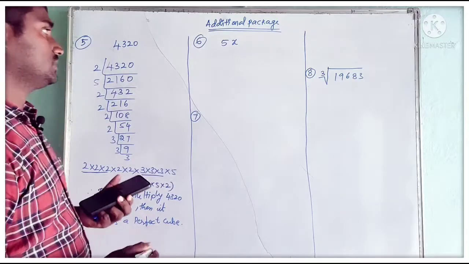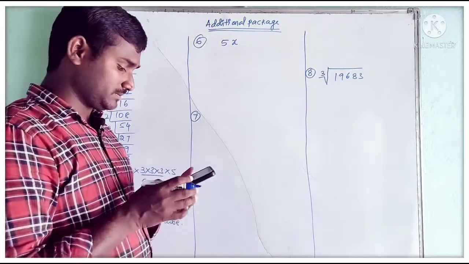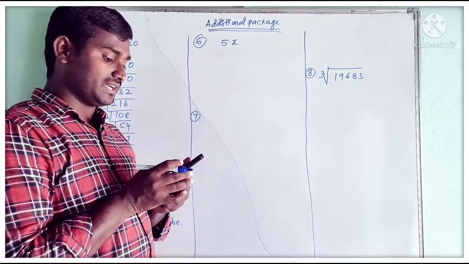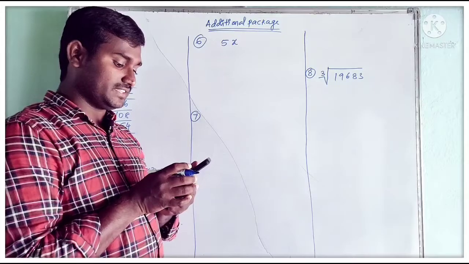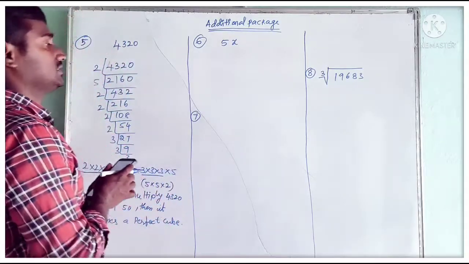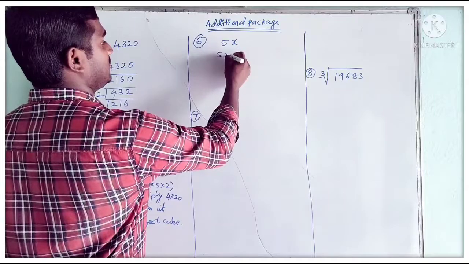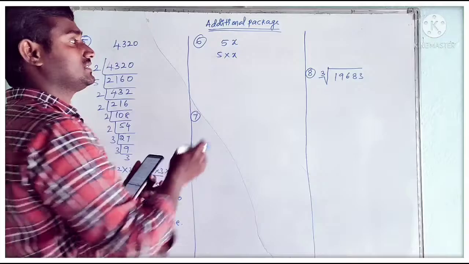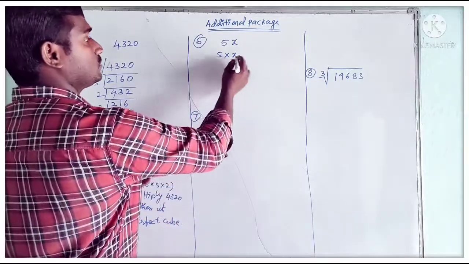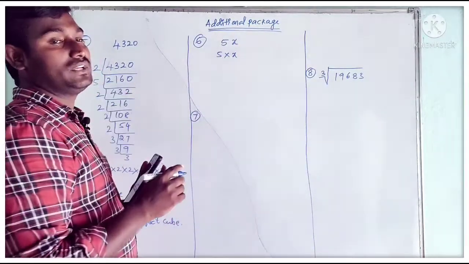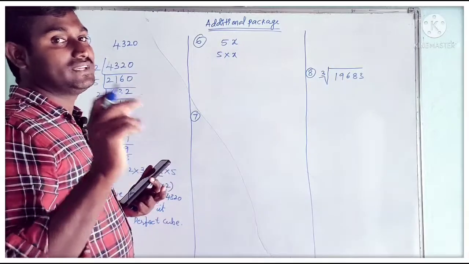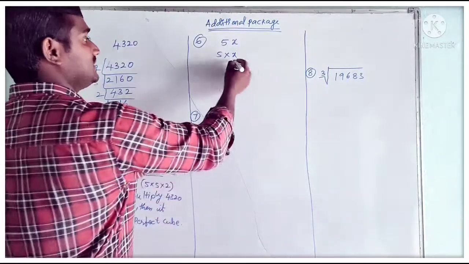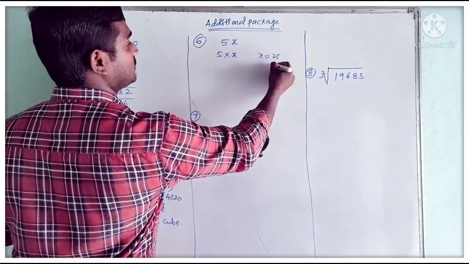Okay, so next question. Question number 6, we have that if 5x is a perfect cube, then the least number of 5s that must be contained in the prime factorization of x is. So here 5x is nothing but 5 into x. So to make a perfect cube, the least number of 5s x should contain. So to make a group, how many same factors should be? 3. Here 1 5 we have. So in this we need 2 5s. That means this x should be 25. That means 5 into 5.